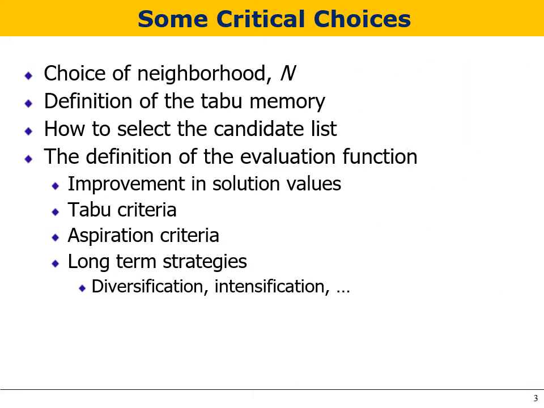Another criteria that you need to consider is how to select the candidate list. So it means that you are searching, let's say, your feasible region. Search space is this one. This is your starting solution. Then you check the neighborhood of this solution, and you need to go to one of these.